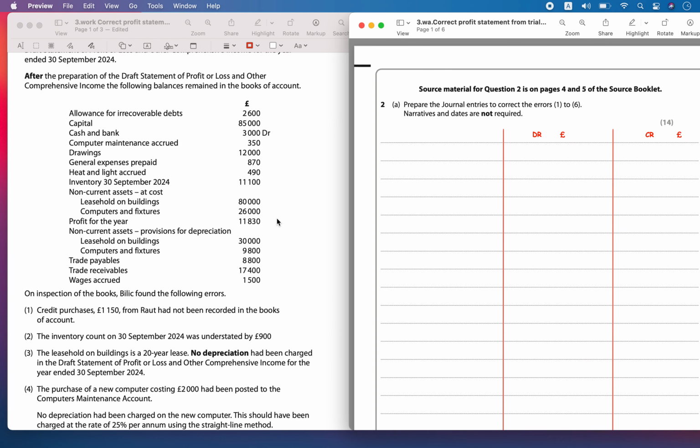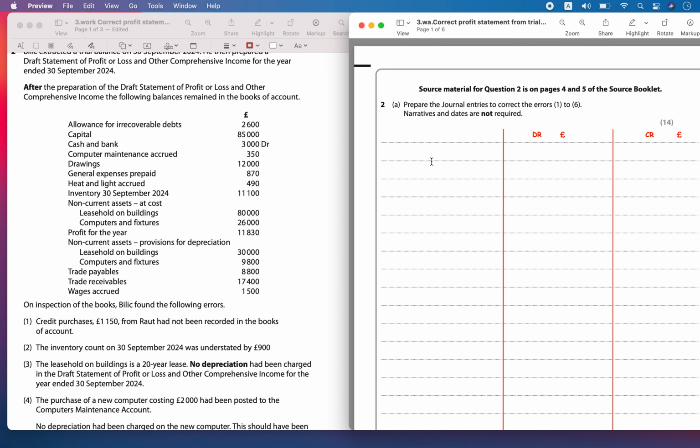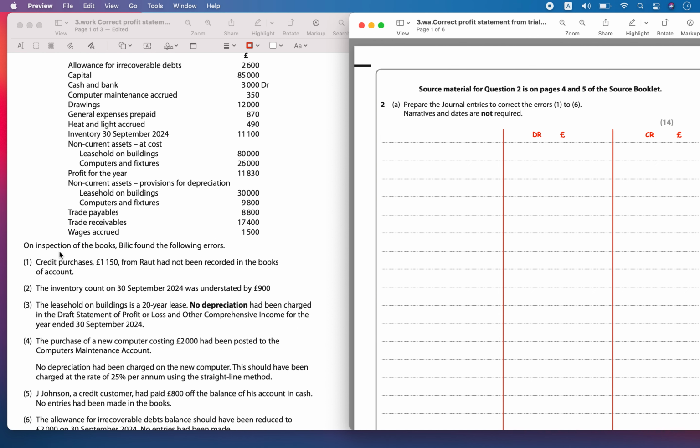Hello, today we are going to solve October 2024 paper question number 2. Bilic extracted a trial balance on 30th September 2024. He then prepared a draft statement of profit or loss and other comprehensive income for the year ended 30th September 2024. Prepare the journal entries to correct the errors 1 to 6. The narratives and dates are not required.